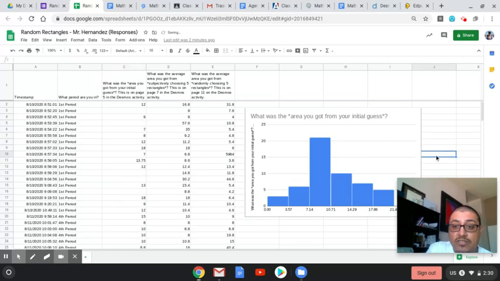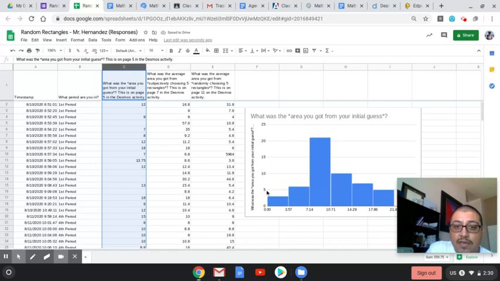And so there's actually a formula for outliers. And so now we have a range of areas for the initial guess that is between 0 and 20, maybe 21. I'm not going to delete that last one, but now we can basically talk about the shape of this graph of the initial guess. All right.